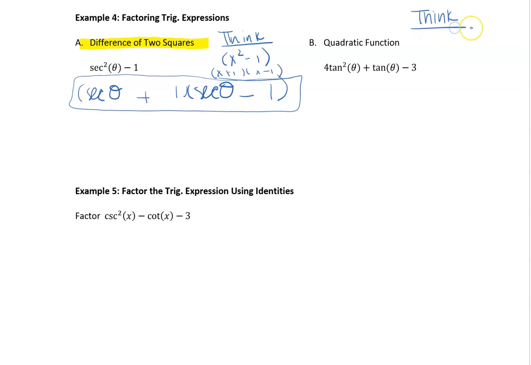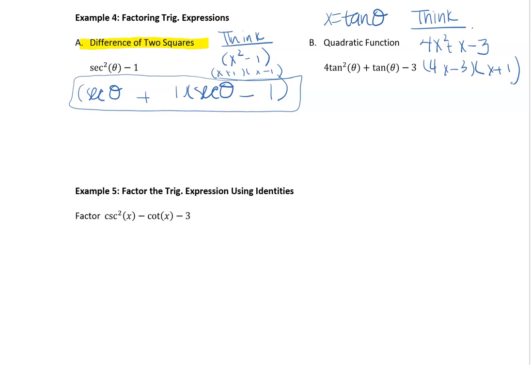As you saw at the end of the last chapter, we did the same thing there in some of the homework problems. If you get confused, give your trig function a name. Let's call x equal to tangent theta. Make that substitution. That's 4x squared plus x minus 3. Then factor from there. This factors to 4x minus 3 and x plus 1.